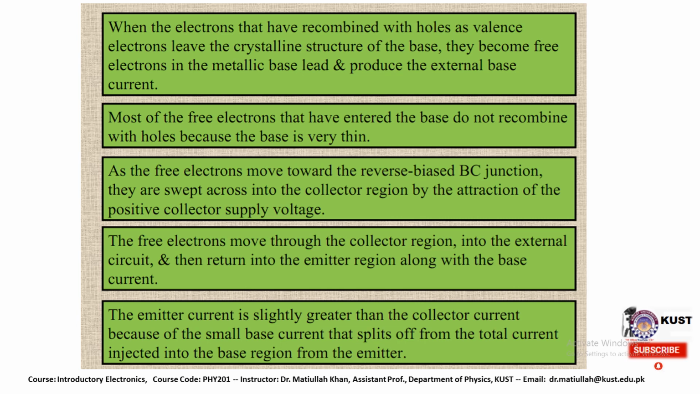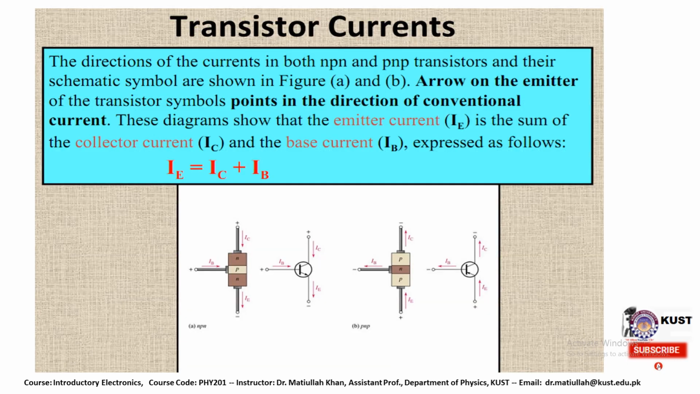So what happens? The emitter current is slightly greater than the collector current. Part of that emitter current is collected at the collector, so that will contribute to the collector current. Definitely the magnitude of emitter current should be greater than the magnitude of collector current, because part of the emitter current will be utilized as base current, the small base current that splits off from the total current injected into the base region from the emitter. That is why the emitter current should be the sum of both the base current and the collector current. So this is the simple thing.